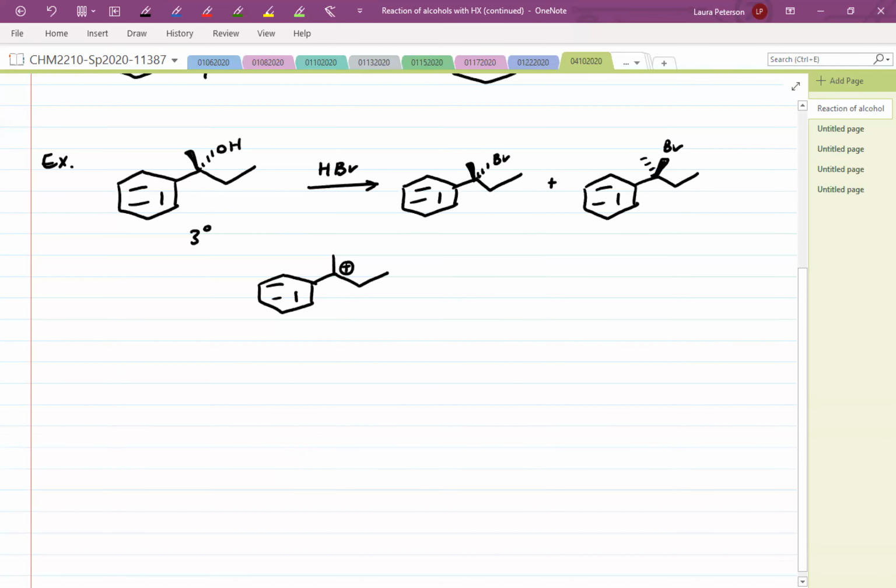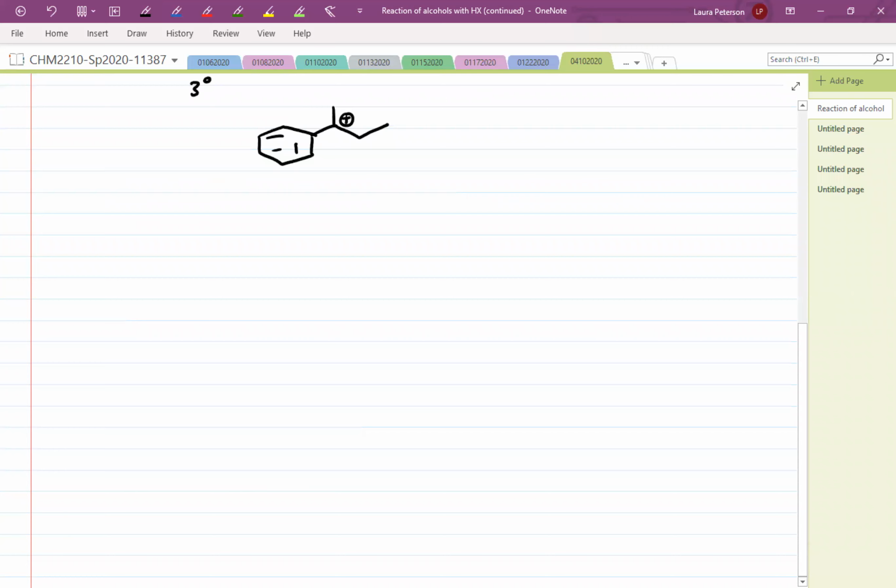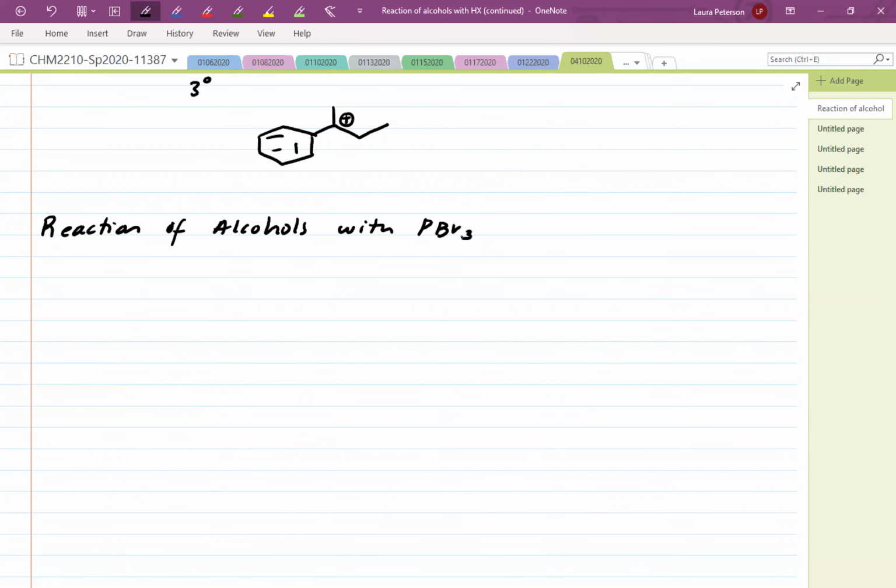So the next reaction to talk about is going to be the reaction of alcohols with a reagent called PBr3. So reaction of alcohols with PBr3. Okay, so PBr3 is phosphorus tribromide, and I'll write that out here in just a second. Okay, so let me give you the overall of the reaction, and then we will go ahead and talk about that reagent and think about some mechanistic issues related to some observations of this reaction.